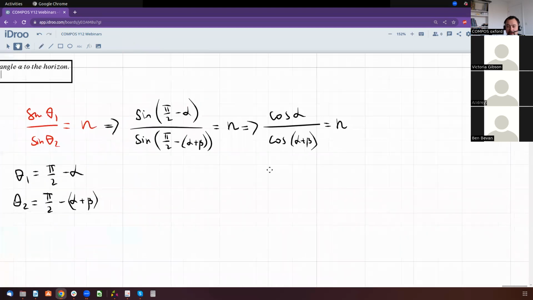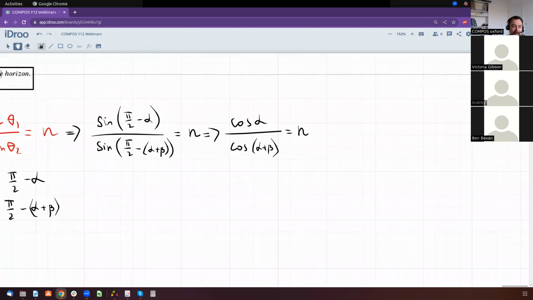Now, this is the part where we're looking for beta. And this is where a good mathematics student would remember that cos of alpha plus beta is cos alpha cos beta minus sine alpha sine beta. But this won't bring us anywhere because you'll still have to deal with cos and sine alpha. So we need a different way. So cos of alpha plus beta equals cos alpha over n.